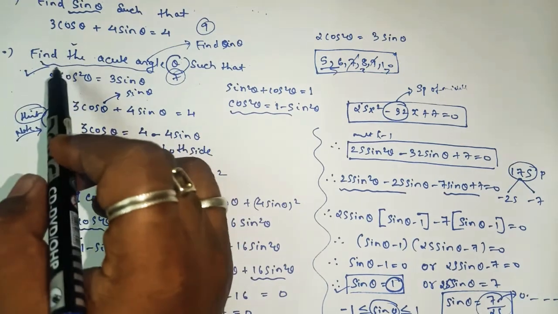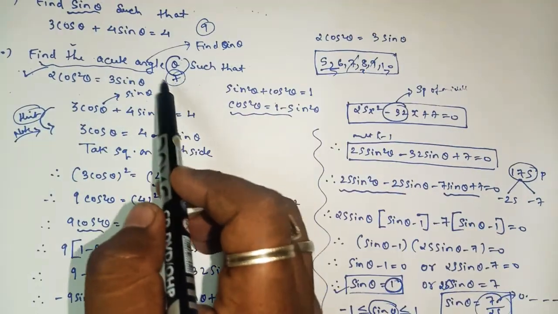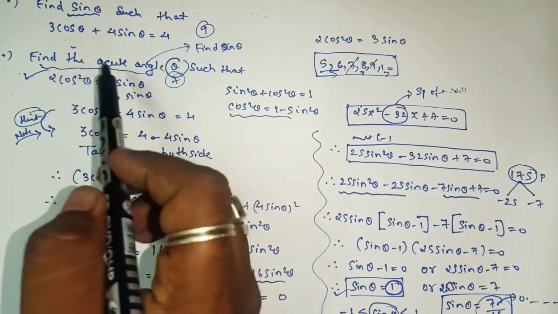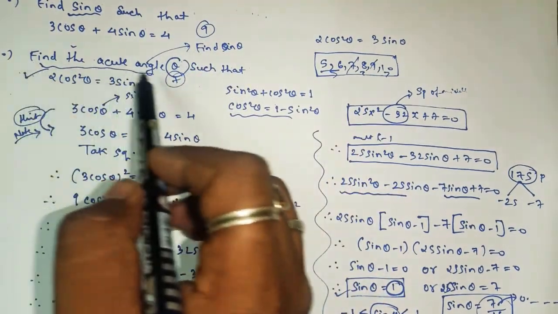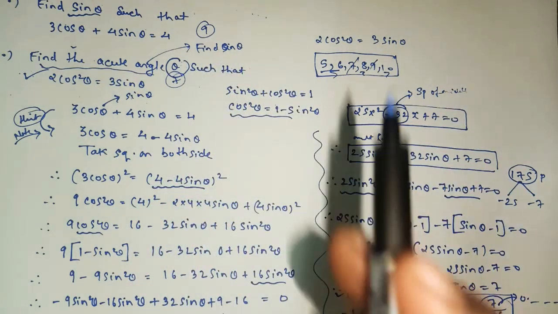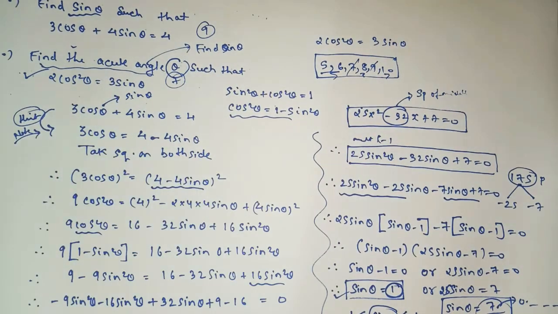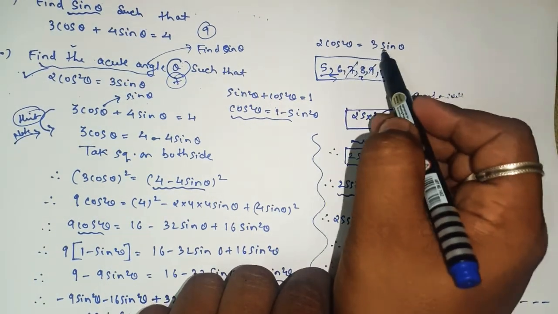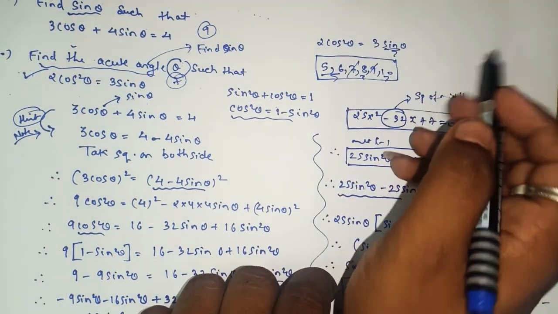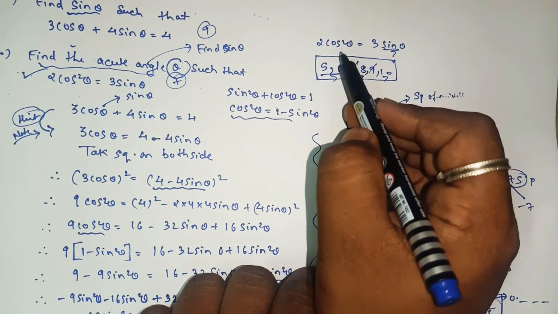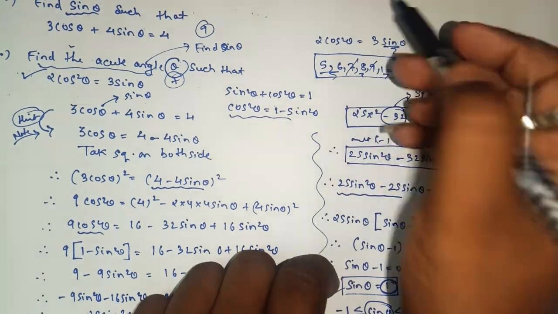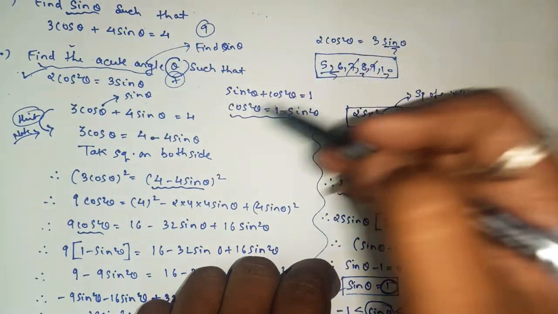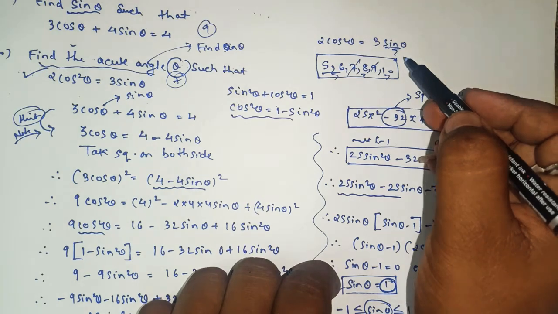So for this sum, question number 7, I will make a little change. In place of "find the acute angle", I replace this sentence by "find sine theta", such that here we have 2 cos square theta equals to 3 sine theta. As we have to find sine theta, whenever we have to find sine theta, try to convert the whole equation into sine, because we have to find the answer in sine.